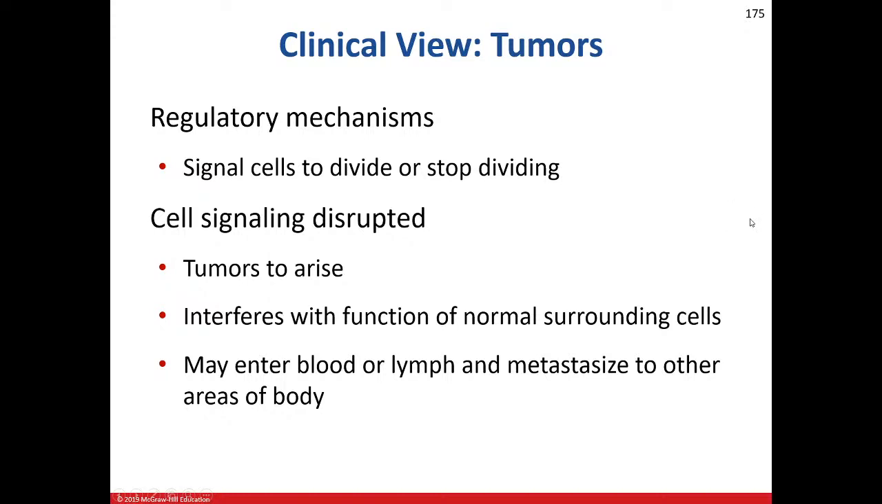So there are, we say, regulatory mechanisms. There are signals to the cell that it should divide or that it should not divide. There are also signals to the cell that it should destroy itself. And if any of these controls on cell growth become disrupted, the cells may continue dividing continuously. And if they do, that's when we see the development of cancers.